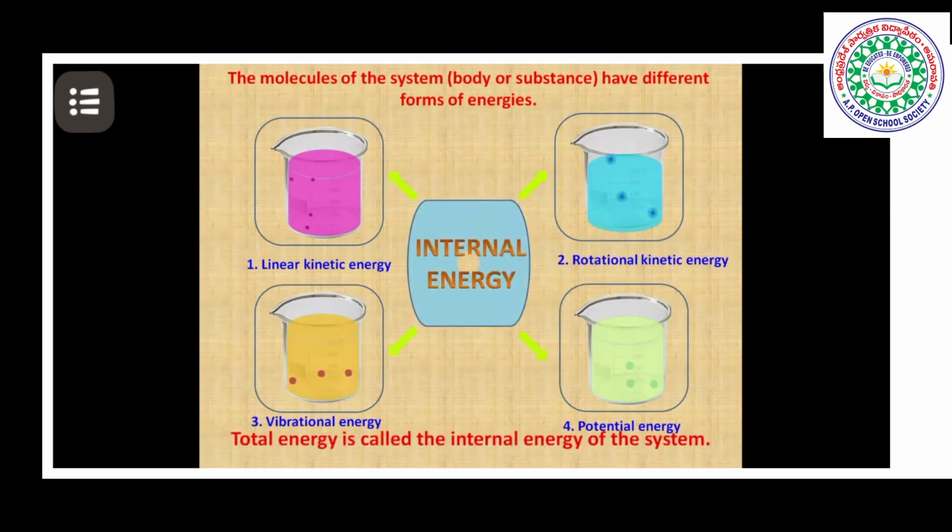The total of the different forms of energy is nothing but internal energy. Internal energy means the total energy of the system. This internal energy is in the form of linear kinetic energy, rotational kinetic energy, vibrational energy, and potential energy. Okay, do you understand? So this is the total energy of the system or substance. We can understand this clearly from this activity.